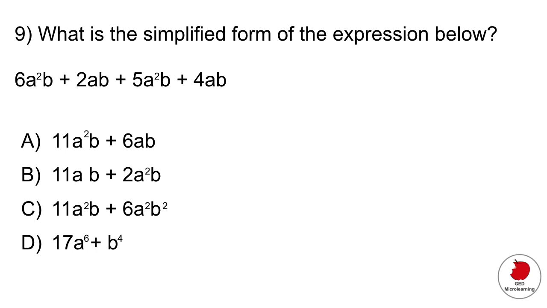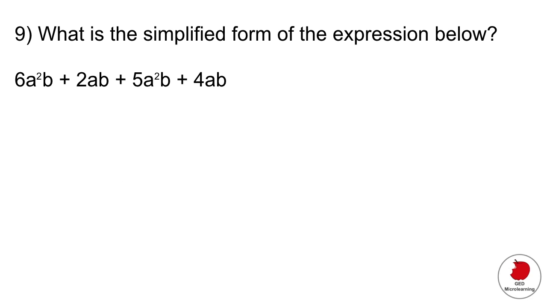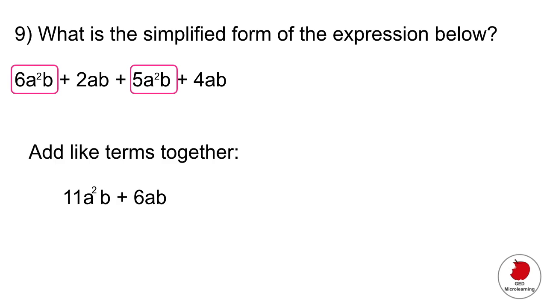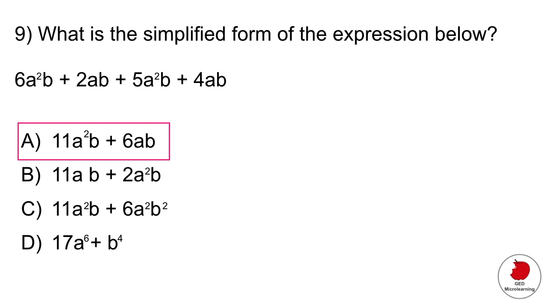All right, so question 9 asks you to look at the simplified form of this expression. Here all you have to remember is that expressions like this are like adding apples and bananas together. You can't add them together. You can only add like terms. So you can only add these 2 terms and the other 2 terms together. If you do that, you end up with 11a squared b plus 6ab, which is answer A.